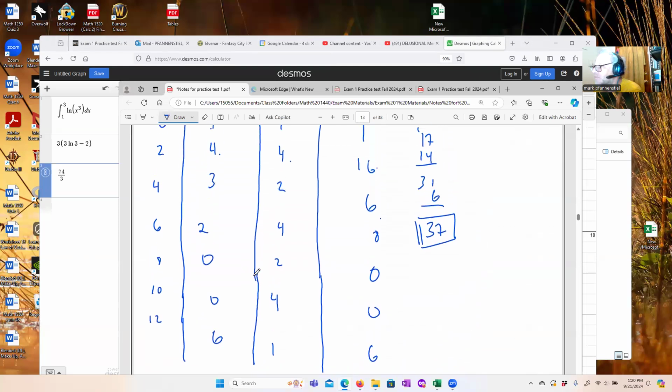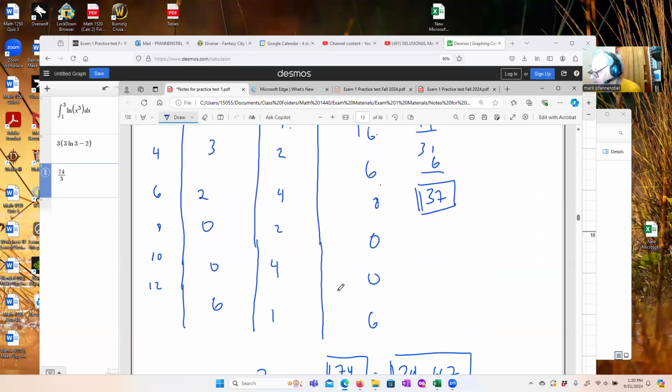So again, all I'm looking for on this one is, did you set up a nice table? Were you able to carry out the plan dealing with Simpson's rule? That's what I'm looking for to grade it.